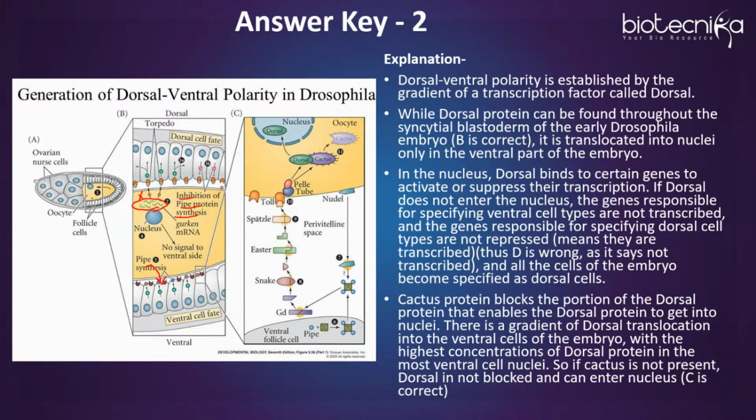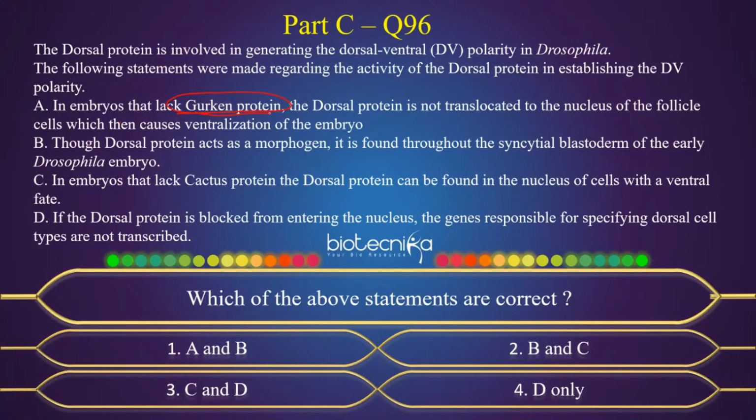Okay, can you see the nucleus slightly towards the dorsal side? That is why only in the dorsal side you will have this gherkin mRNA, which will bind to the torpedo receptors on the follicle cells. And that is how the pipe protein won't be synthesized in the dorsal side. But pipe protein will be synthesized on this side because there is no gherkin and follicle cells won't be activated. That means torpedo won't be activated. So pipe protein synthesis will not be inhibited, meaning it will be synthesized. So if gherkin is not there, then pipe will get synthesized on both sides, the dorsal side also and the ventral side also.